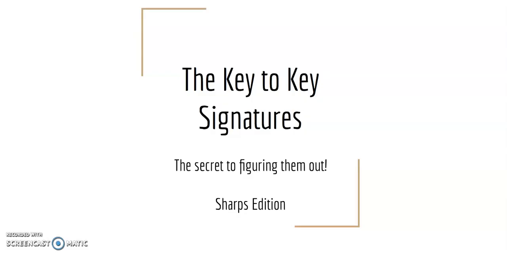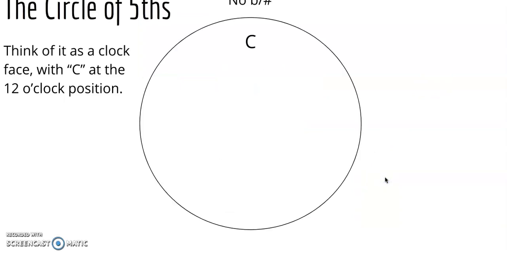Hello. Today we are going to learn about key signatures and how to figure out the name of the key based on key signatures. And today we are going to focus on sharps. We are going to use what's called the circle of fifths. You will think of it as a clock face with a C at the 12 o'clock position. The key of C has no sharps and no flats.